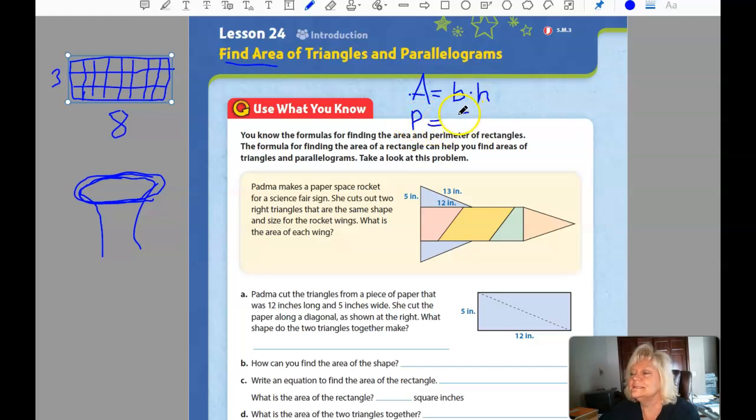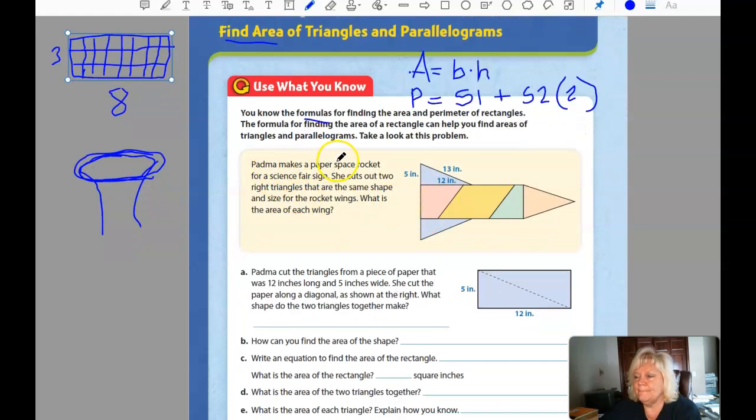equals side 1 plus side 2 multiplied by 2 because there are 2 of them. Okay, so that's what you would see if you saw the formula. Those are called formulas. The formula for finding the area of a rectangle can help you find the areas of triangles and parallelograms. Let's take a look at the problem below.